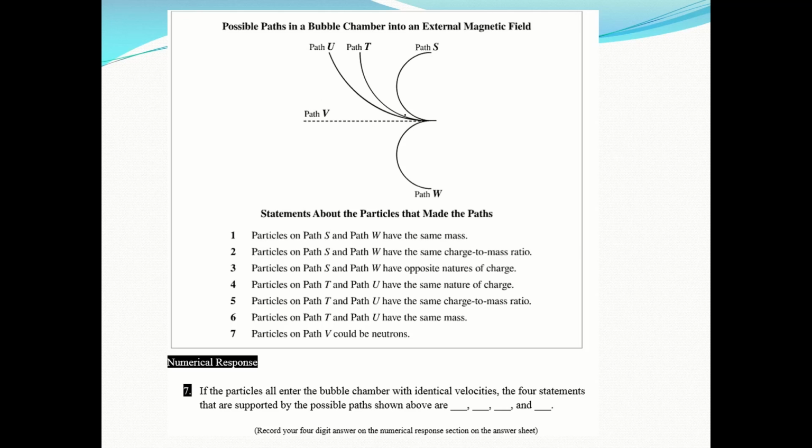And then we have path V, which goes straight across. Well, what's going to go straight across? Maybe a neutrino or a neutron, right? Something that's neutral won't be deflected by a magnetic field. Okay, so let's take a look at this. So particle S and W have the same mass. Particle S and W have the same charge to mass ratio. Okay, well, let's take a look at that.